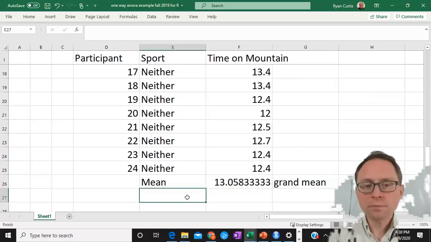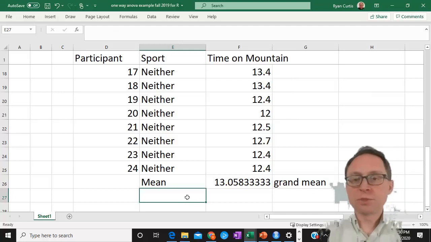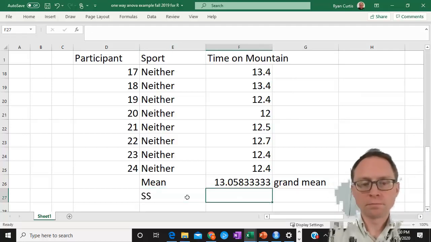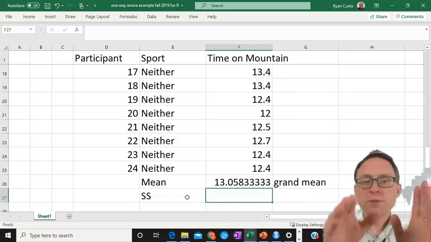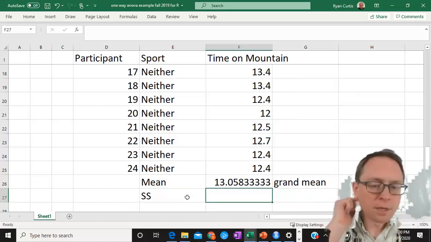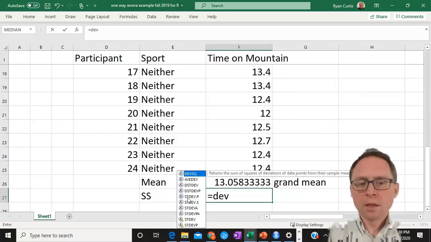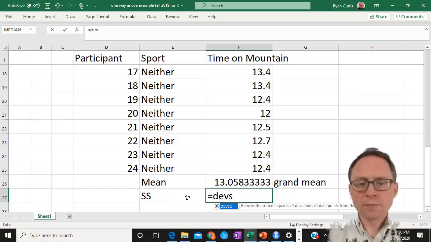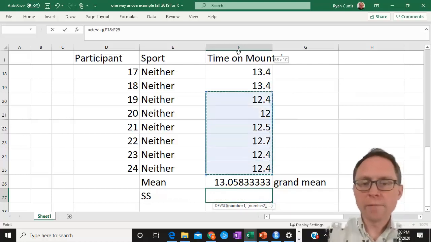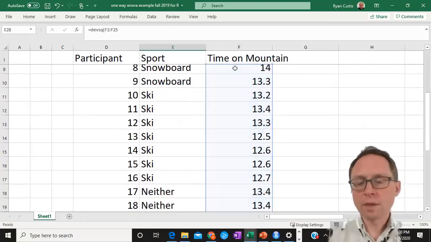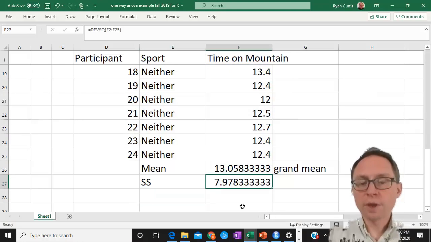Next, let's go ahead and get the sum of squares. Now, we can go through the process of getting each one of the deviations, et cetera. But let's go ahead and I'm just going to use the function here in Excel. And that's DEVSQ, which is the deviation squared, right? And we're going to add them up. We're going to go right here. And that's going to be the sum of squares for everybody, right? So this would be the sum of squares total. 7.978333. Okay, that's the sum of squares for the total.